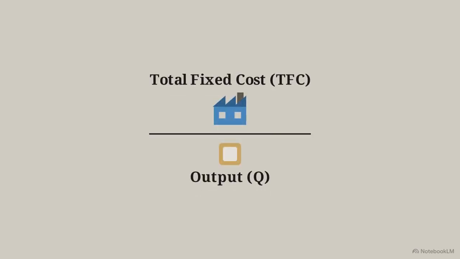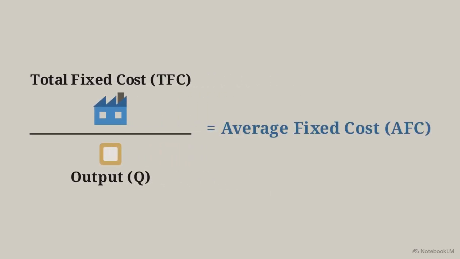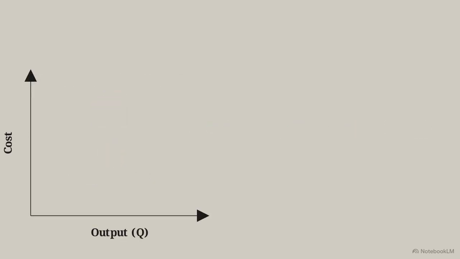We take our total fixed cost and divide it by the quantity of output. This gives us our average fixed cost. This graph plots average fixed cost. It starts incredibly high on the left. Watch what happens as output increases.